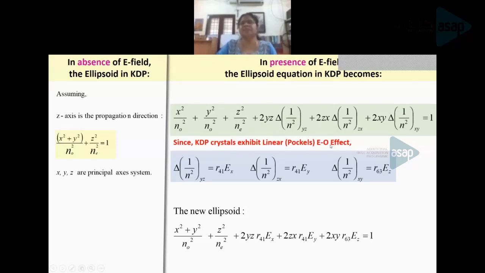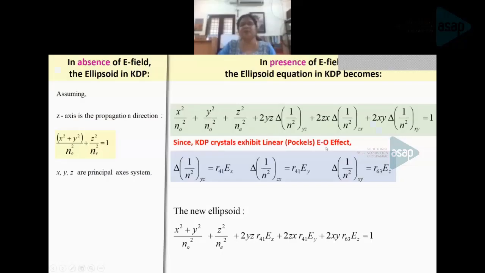and this is for y direction. So here ZX, so electric field is in the y direction, and here delta 1 by n square XY, and electric field is in the z direction. Okay, so these are the changes. Now apply these in this equation, you will get this equation. Okay, x square plus y square by n0 square plus z square by ne square, plus the changes in the cross terms. Well, this is the new index ellipsoid equation.